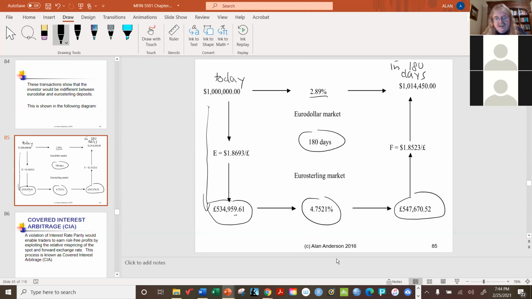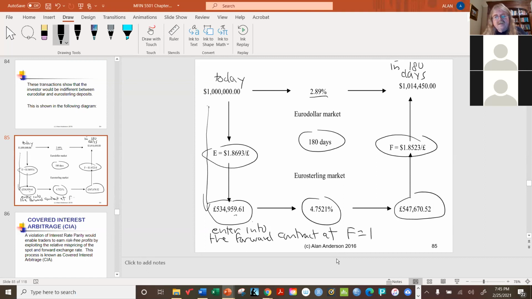Right here, once we swap these pounds for dollars for pounds, we also, right here at this point in time today, enter into that forward contract and sell those pounds for this quote that we've been given. And that guarantees that we'll end up breaking even between the two transactions. Either way, we'll have the same amount, 1,014,450, which is how we know that that F is the correct one.